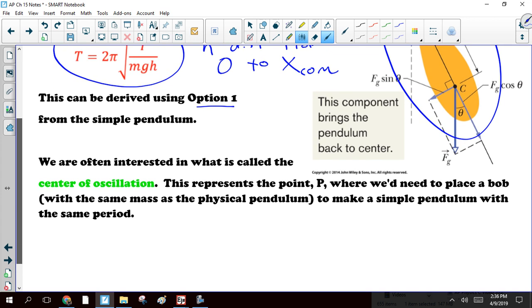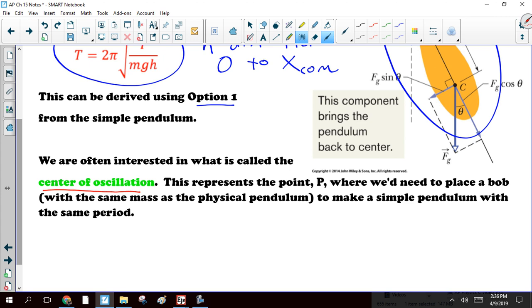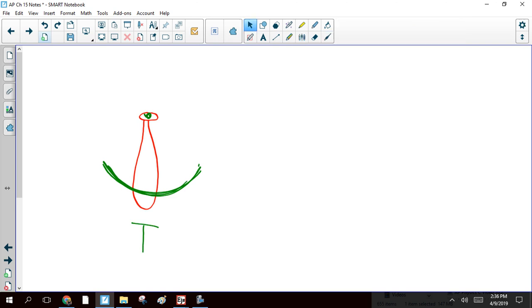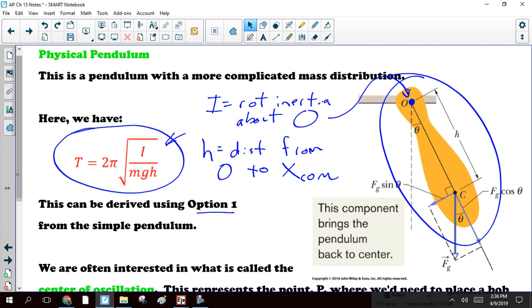The center of oscillation is the point P where we need to place a bob with the same mass as the physical pendulum to make a simple pendulum with the same period as the physical pendulum. So imagine you've got a baseball bat. You drill a little hole right here and you let it swing back and forth like this. That's going to swing back and forth with some period.